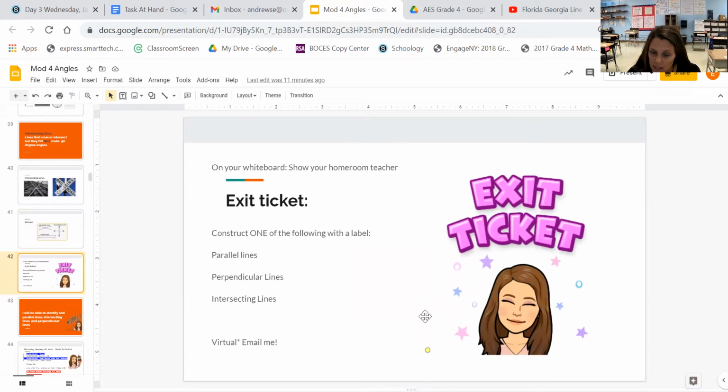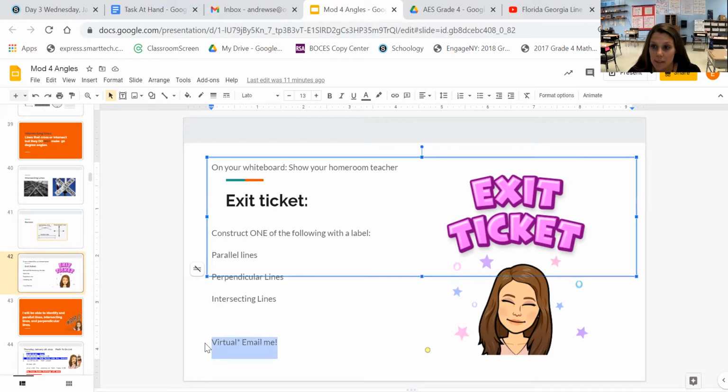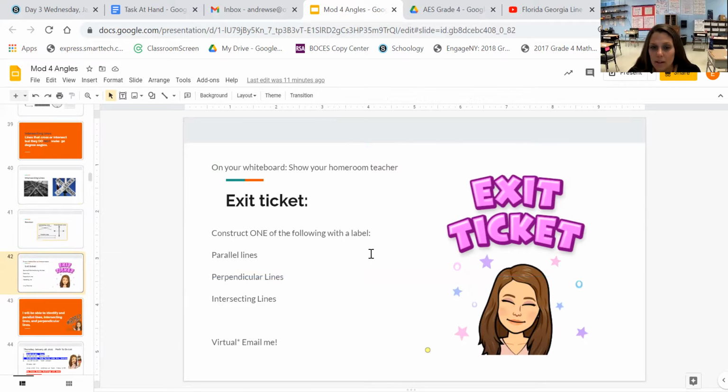We do have an exit ticket though. So what you have to do, if you are virtual, you're going to email me this. You're going to do it on your whiteboard or a piece of paper or Notability, take a screenshot and send it to me. If you're in a classroom, you're just going to show your homeroom teacher. Okay, so construct or build one of the following. Of course, you could always construct more than one if you want to be a superstar.